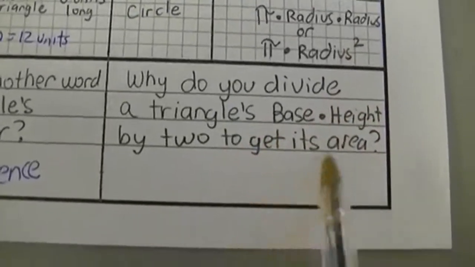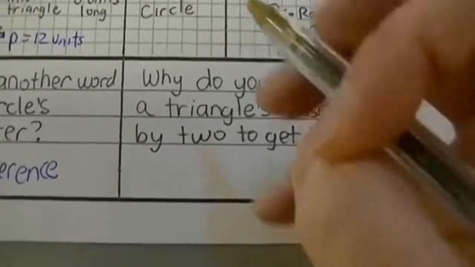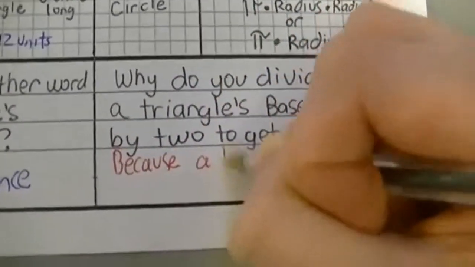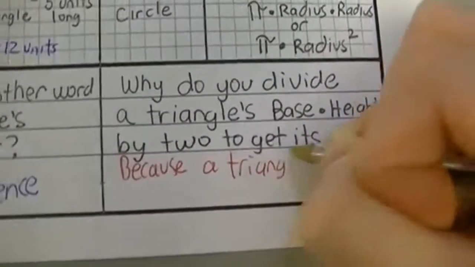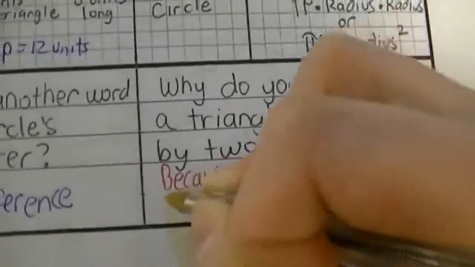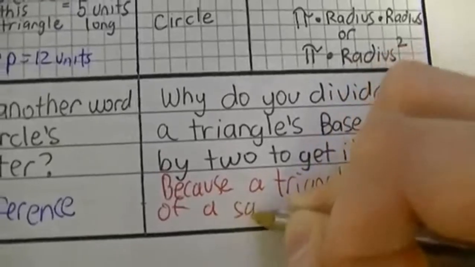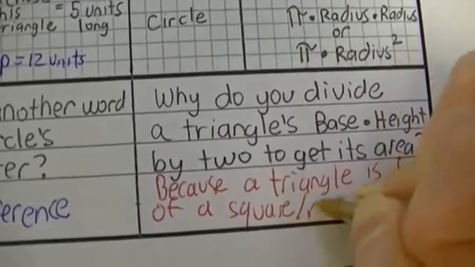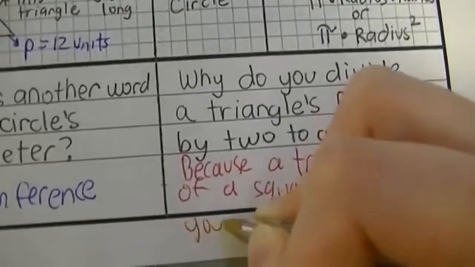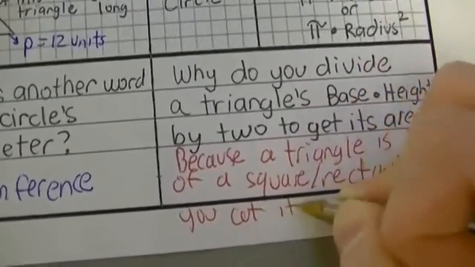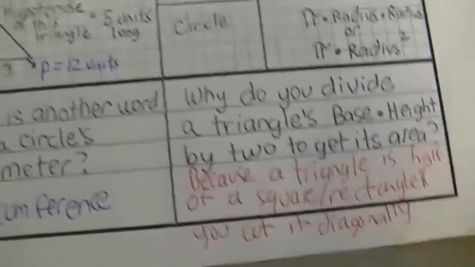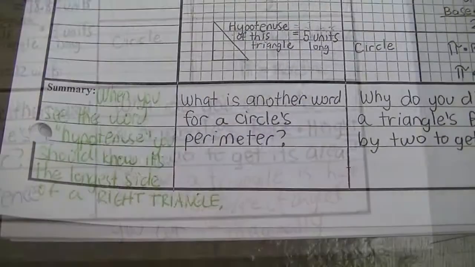Okay, why do you divide a triangle's base times height by 2 to get its area? Well, we talked about it because a triangle is half of a square or rectangle if you cut it diagonally. If you cut that square or rectangle diagonally straight, you'd end up with a triangle.